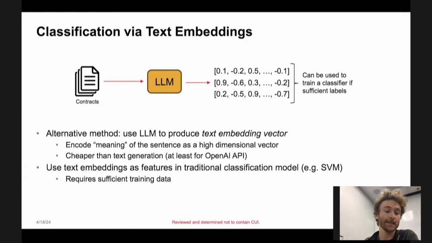In this way, you can use this text embedding as you would any other traditional feature within a traditional classification model, like an SVM or logistic regression. The reason we tried this is that it was cheaper in terms of API costs per token than the text generation function calling approach. But the main problem we had here, obviously, is that it requires much more training data, because now we're working with a strict supervised classification model. So for that reason, we focused mostly on the function calling approach that I outlined in the last slide.